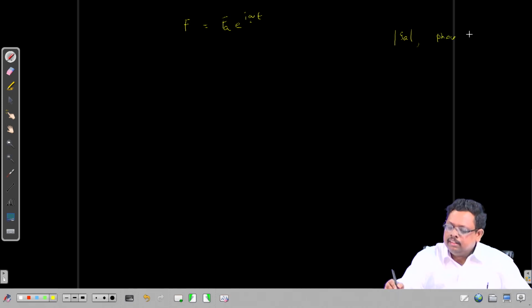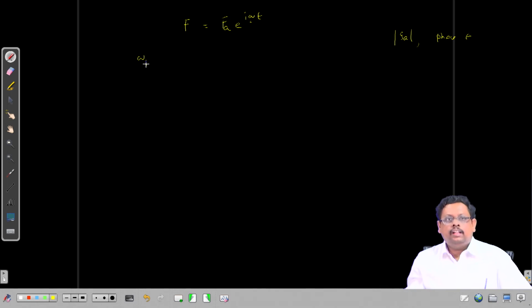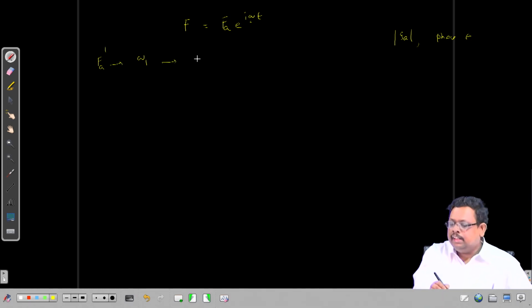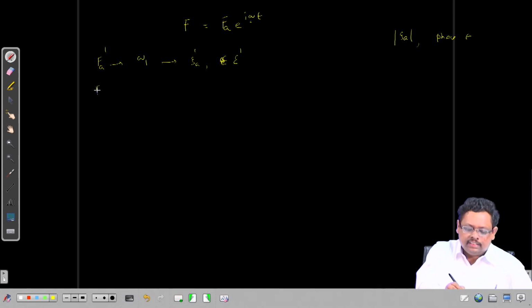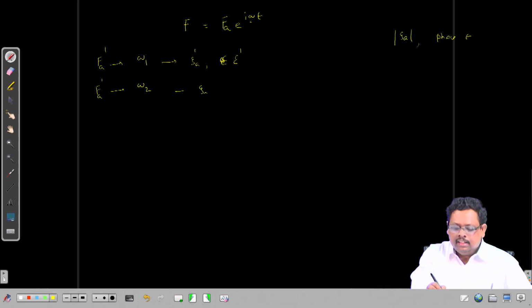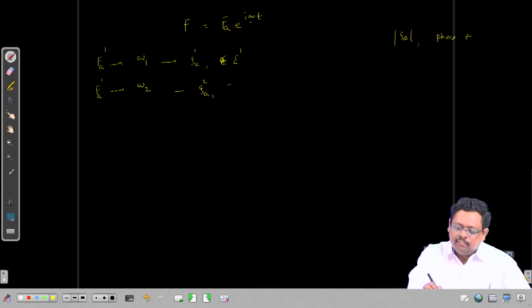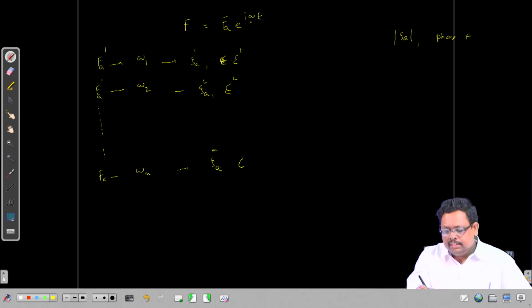It also has a phase epsilon. So, let us say we have omega 1, a forcing function F a 1 with omega 1, and because of that we get some amplitude xi a 1 and also some phase epsilon 1. Similarly, let us take the amplitude always the same, F a 1, but with another frequency omega 2. Definitely, we are going to get a different response, the amplitude is going to be different, and therefore the phase could also be different. We keep doing it for n number of frequencies, so omega n, xi a n, and epsilon n.